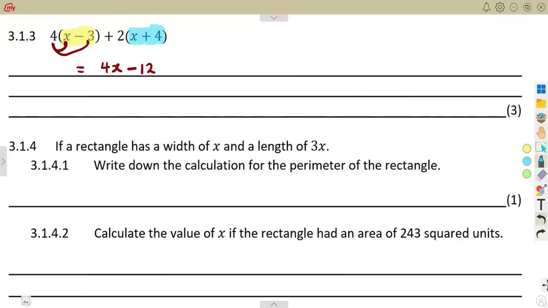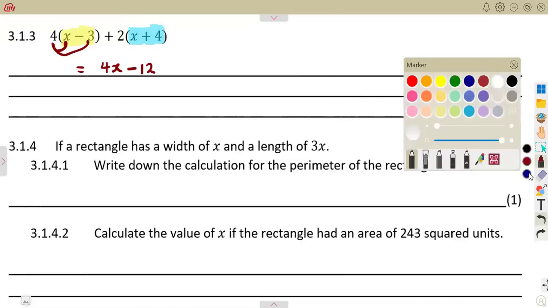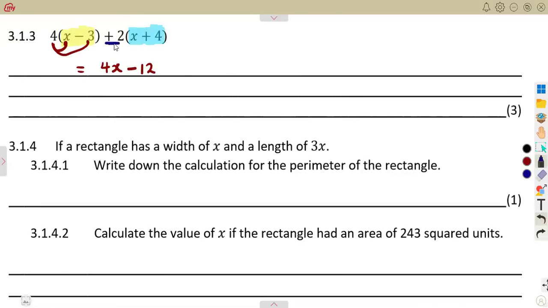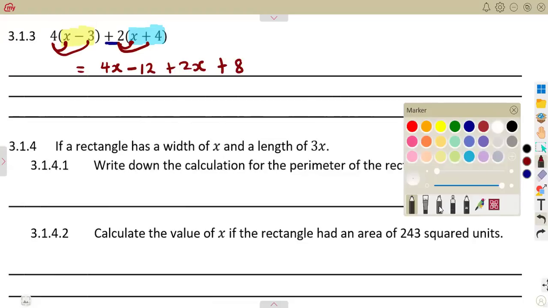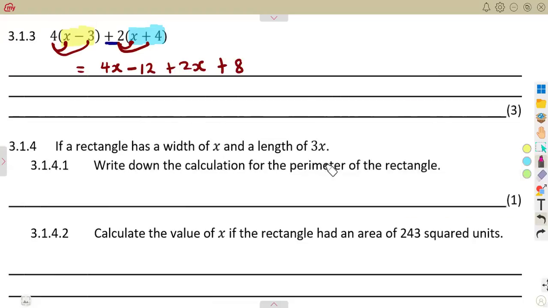What is affecting the second bracket is the plus 2, this one, plus 2. So it's a positive that we have. So 2 times x, that is going to be 2x. 2 times 4, that's a plus and a plus. That is going to be plus 8. You're multiplying there. Now you can consider your like terms after this.